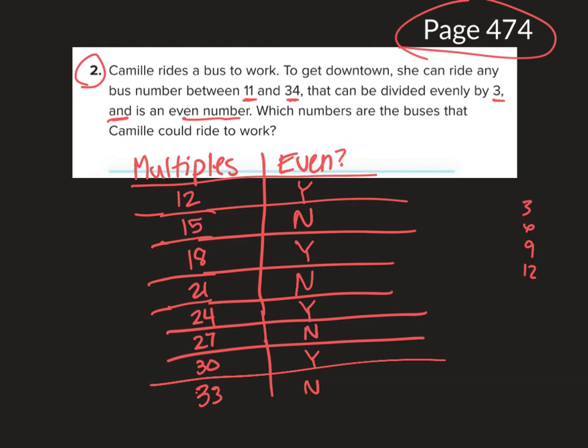Okay, so what ones can she ride? She can ride bus 12. She can ride bus 18. She can ride bus 24. She can ride bus 30. So she's got 4 options of buses she can ride to get to work. Look at this beautiful. Okay, it's not really that beautiful, but look at that organized list. That is really going to help us out when we are problem solving.